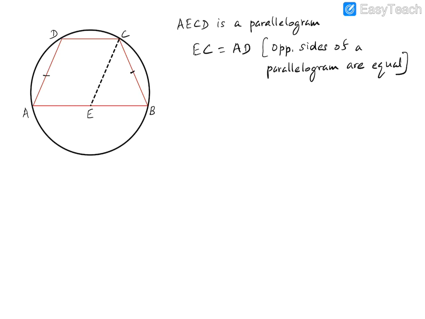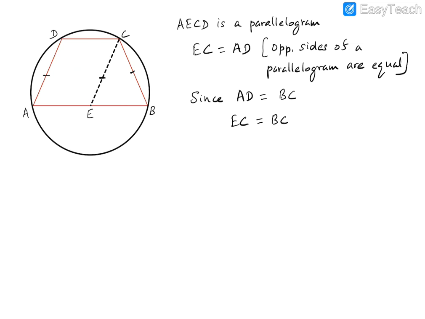Okay, so that's the first observation we have. EC is the same as AD, but we also know that AD is equal to BC as well. So therefore we now get EC to be equal to BC as well. Since AD is equal to BC, EC is also equal to BC. So that's one of the observations we have from this construction.